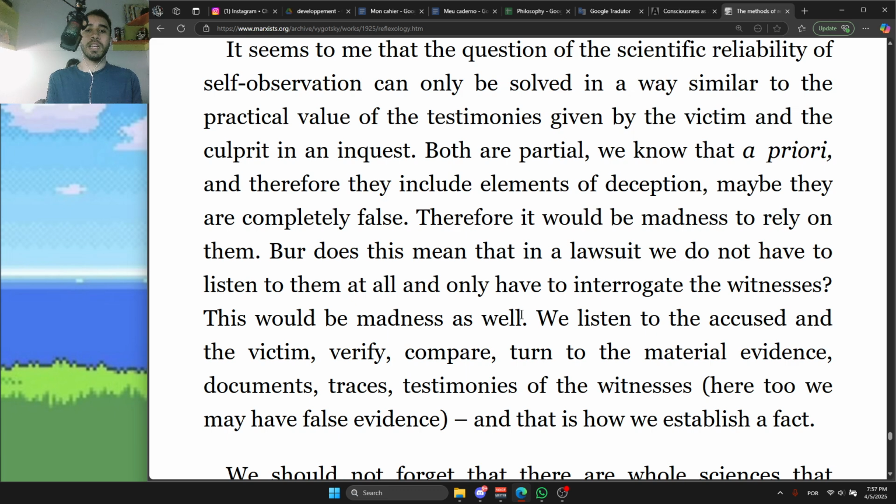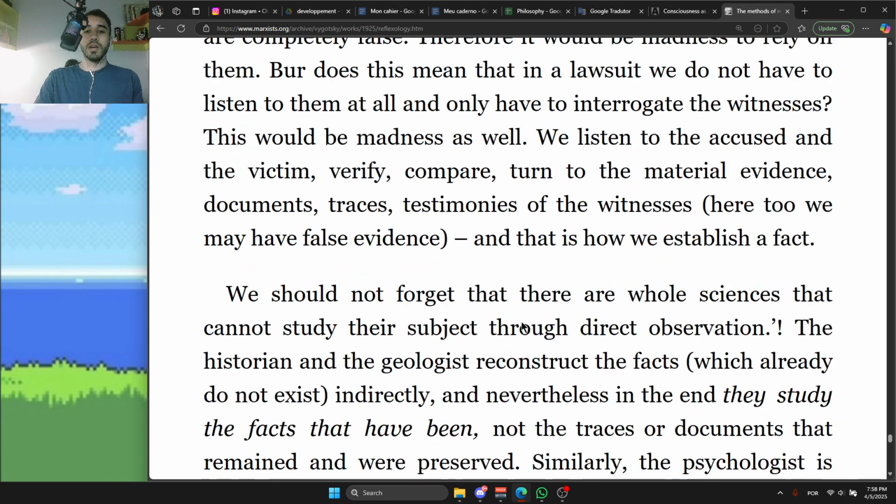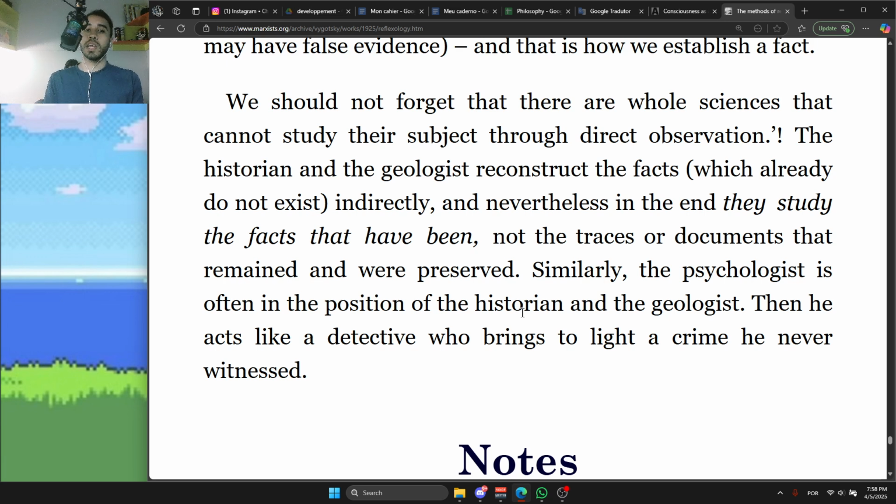But does this mean that in a lawsuit we do not have to listen to them at all and only have to interrogate the witnesses? This would be madness as well. We listen to the accused and the victim, verify, compare, turn to the material evidence, documents, traces, testimonies of the witnesses. Here, too, we may have false evidence, and that is how we establish a fact. We should not forget that there are whole sciences that cannot study their subject through direct observation. The historian and the geologist reconstruct facts which no longer exist, indirectly, and nevertheless in the end they study the facts that have been, not the traces or the documents that remained and were preserved. Similarly, the psychologist is often in the position of the historian and the geologist. Then he acts like a detective who brings to light a crime he never witnessed.